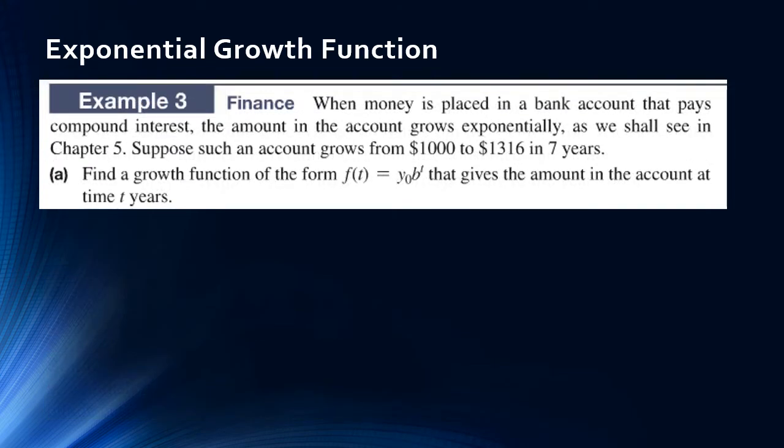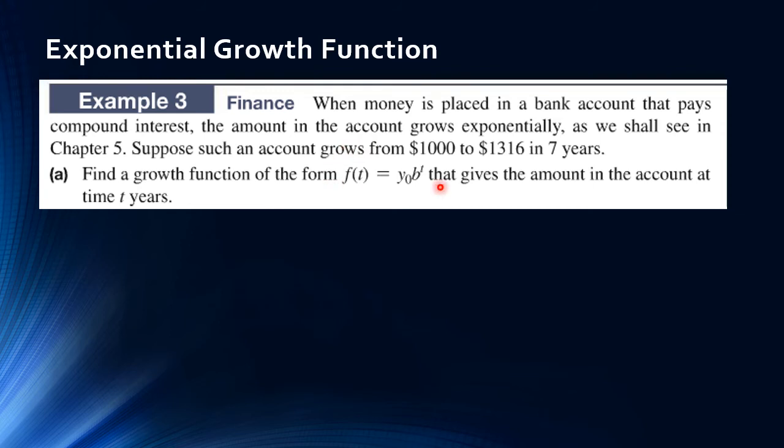Let's look at example 3. This is a finance example. When money is placed in a bank account that pays compound interest, the amount in the account grows exponentially, as we shall see in chapter 5. Chapter 5 is going to be your favorite chapter because it's all about money. Suppose such an account grows from $1,000 to $1,316 in 7 years. Find a growth function of the form f of t equals y sub 0 b raised to the power of t that gives the amount in the account at the time of t years.